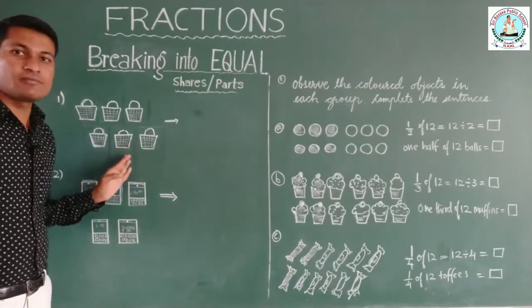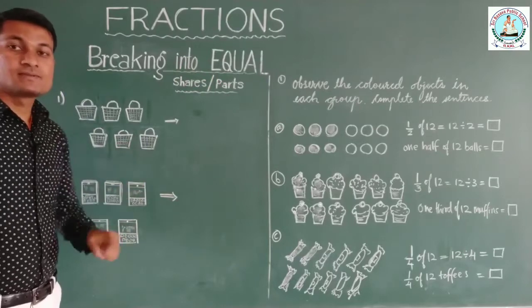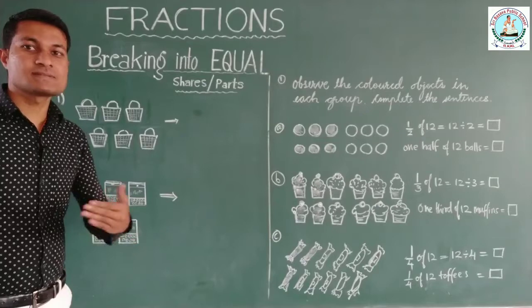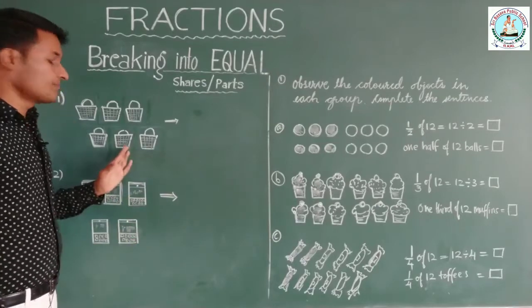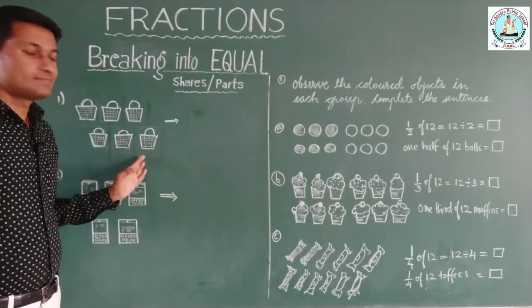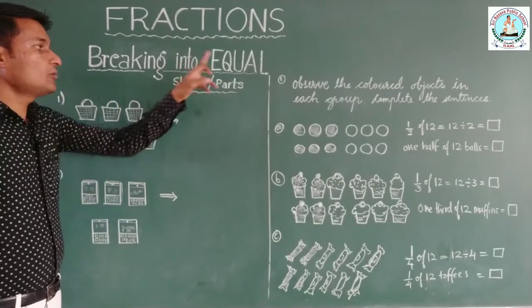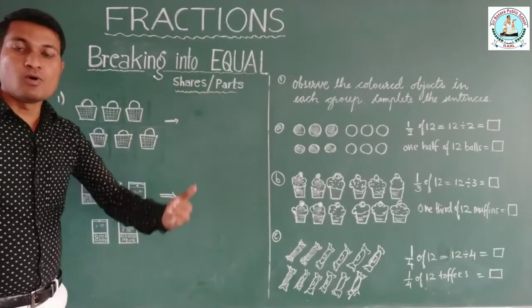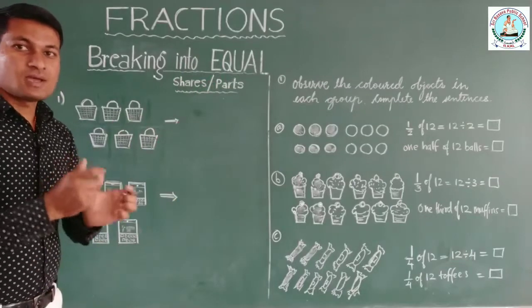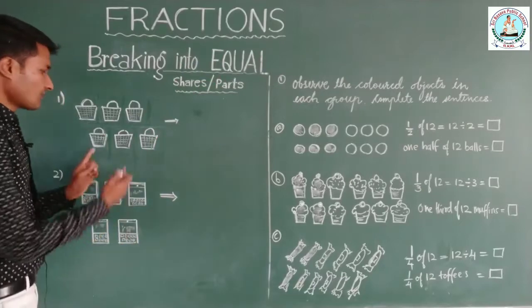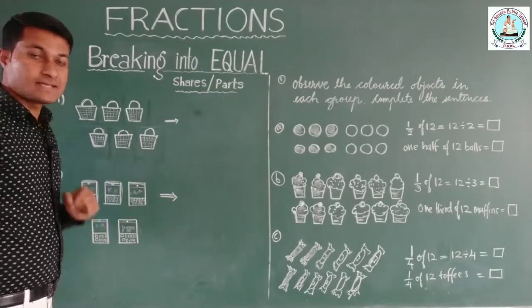Here I have taken a group of baskets. A basket is something which you can use to carry vegetables or some other items, right? This group of baskets can be broken into equal shares in more than one way. I am going to show you the ways one by one. The first way is I am going to break this group of baskets like this.